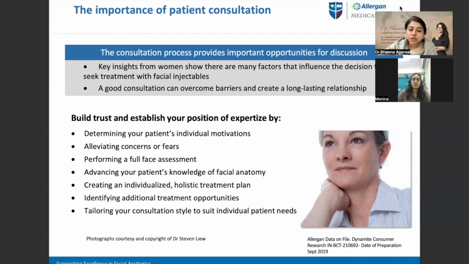Then identifying additional treatment opportunities. Again, if you're dealing with the smile line, you can always prepare them for getting the marionette line done in subsequent sessions. So you are identifying additional opportunities for treatments which will ultimately end up in good results. And tailoring your consultation style to suit individual patient needs. With MD Codes and all, it has become very easy to go from consultation to treatment planning and to explain it to the patients. But again, some things you need to assess on your own.